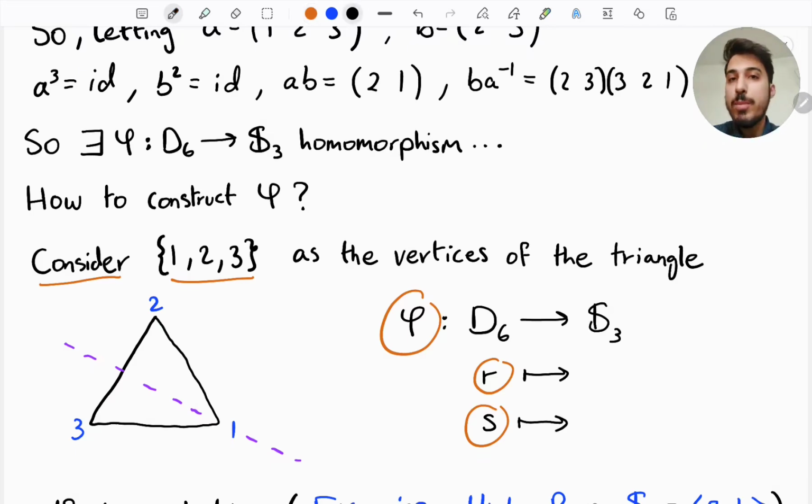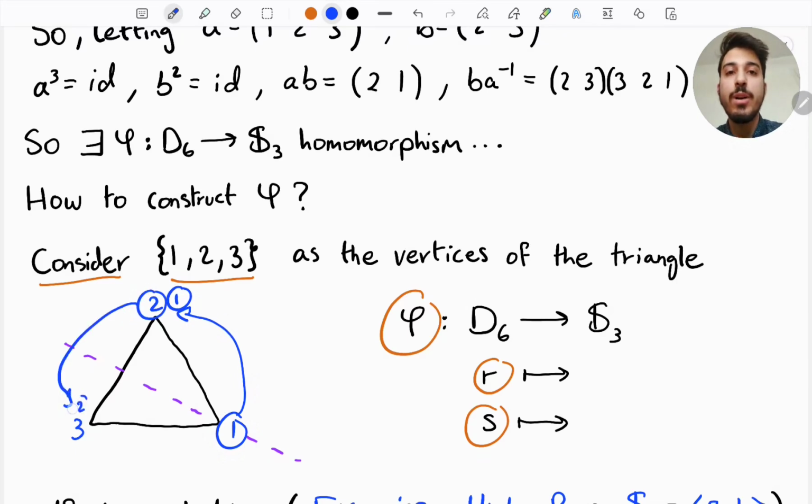So which permutation should we associate R and S with? So R, remember, it's the rotation anti-clockwise. When we rotate the triangle anti-clockwise, we find that 1 goes over here. So 1 is now over there, 2 goes over here, so 2 now is over there, and 3 goes over there, so 3 is in this position. So essentially speaking, 1 goes to 2, 2 goes to 3, and 3 goes to 1. So we can label our R to be (1 2 3).